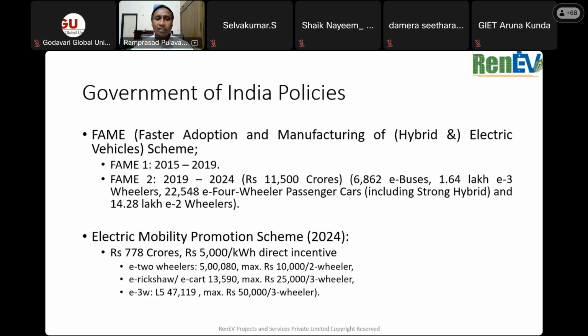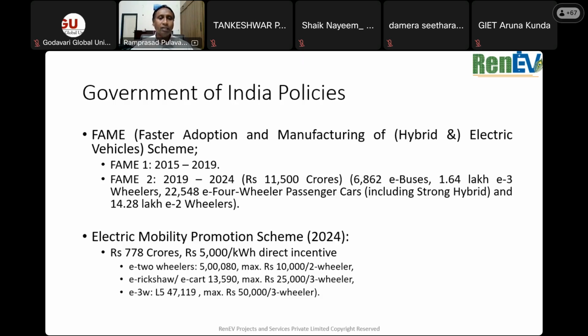The next category is e-rickshaw and e-cart. The maximum number of vehicles the budget is going to support is 13,590, and the maximum eligibility is 25,000 for a three-wheeler.